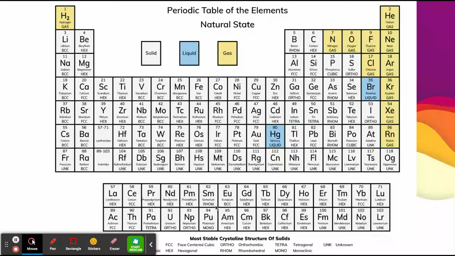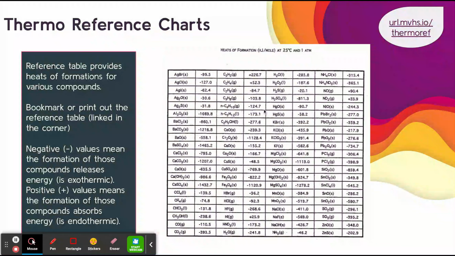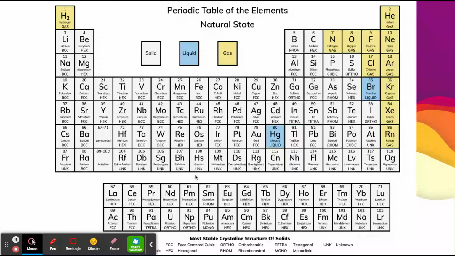So this table you'll be given, but you'll start to see the patterns of what tend to be solids and what tend to be liquids and gases in their natural state. Okay. Just a side note, if you notice here, all the little symbols underneath, hex, BCC, FCC, ortho, all those things, that has to do with what structure of solid they are, how they actually are structured as a solid. That does not matter. For our purposes, we just need to know that it is a solid.